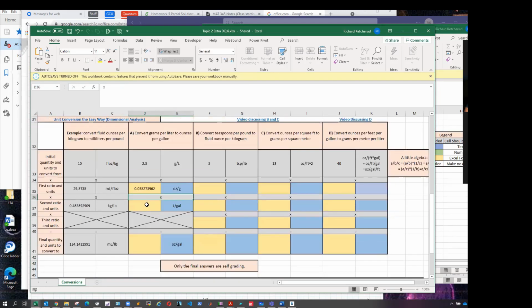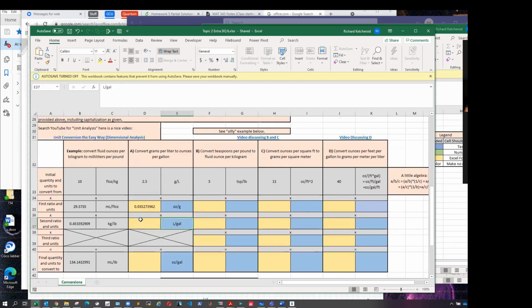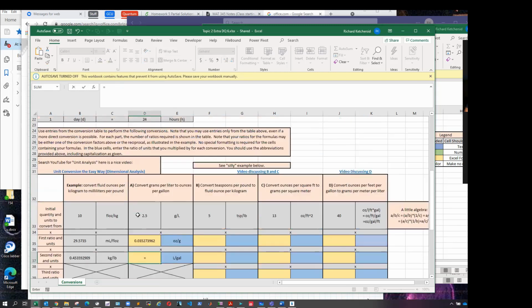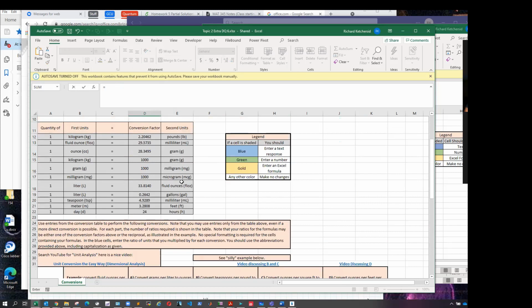Right. So I fill that out, right? And then I go, okay, now I need this L over gallon, right? So again, I put my equal sign, and I come up here and say, okay, where's my liters and where's my gallons? You need to make sure that things are in the chart, right? And so it'll be this divided by that. Did I do that in the right order?